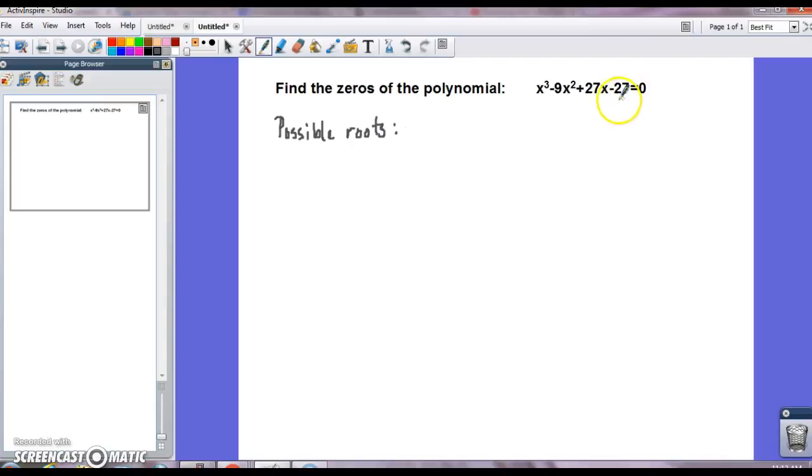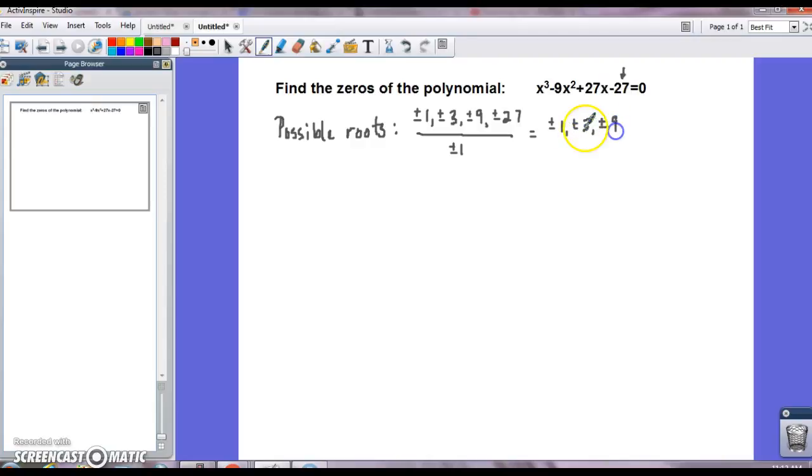So you would take all of the factors of your constant term, 27, so all of your factors are plus or minus 1, plus or minus 3, plus or minus 9, plus or minus 27, all divided by all of the factors of your leading coefficient. So your leading coefficient here is 1, so that would just be plus or minus 1. So all of your possible roots would be within the scope of the numbers displayed here.